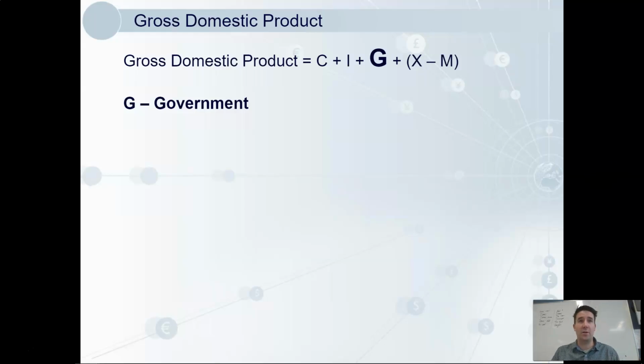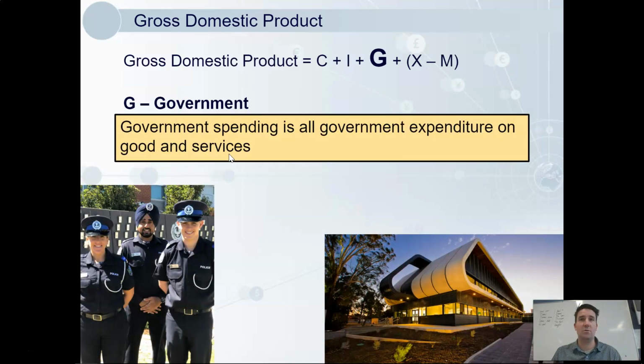The G is for government spending. This is when the government purchases goods and services. For example, schools and the police. That's government spending. Now, I want to note here a common misconception.